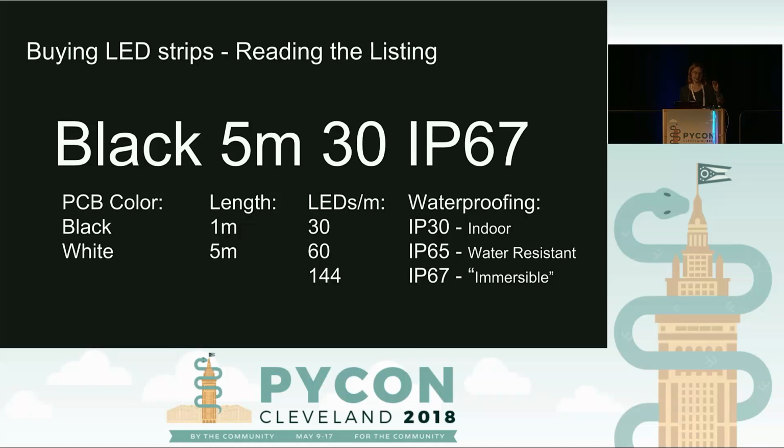Supposedly black isolates and white smears the color slightly, but it's pretty subtle. Length is self-explanatory. LEDs per meter: this is 144, the most dense that they make them, and it's very bright. If you're doing a room lighting effect, 30 is probably fine. And this will affect how much power you need.